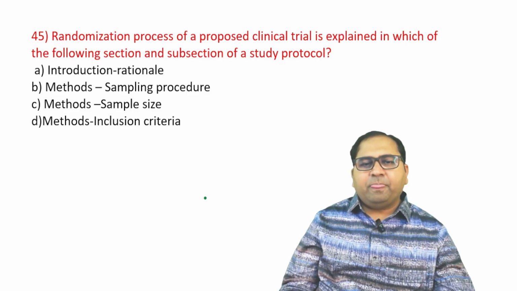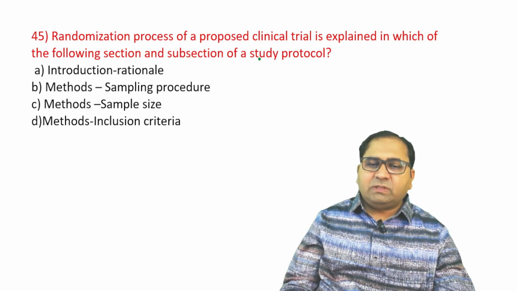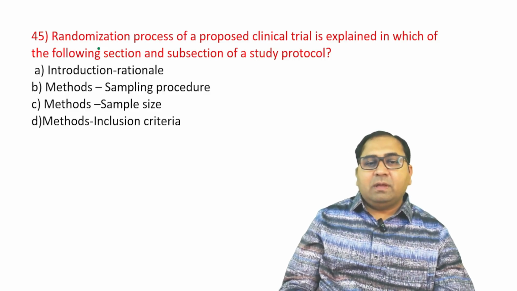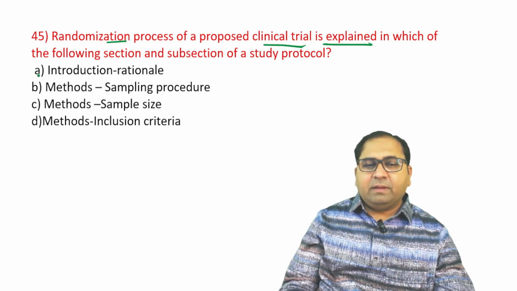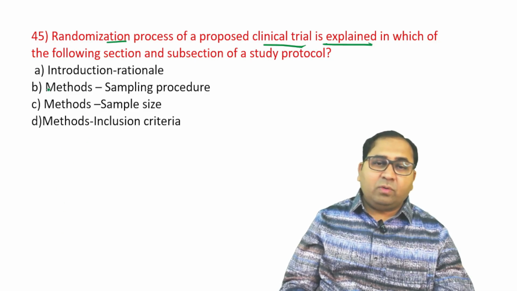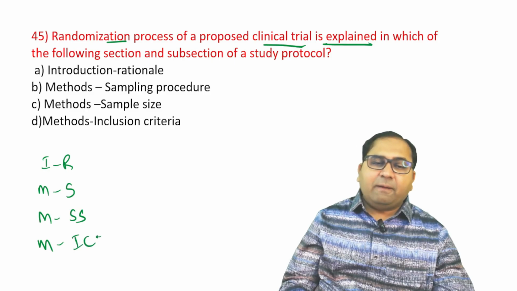Next question. Randomization process of a proposed clinical trial is explained in which of the following section and subsection of a study protocol? Randomization of a clinical trial is explained in which section? Options are A, introduction and rationale, B, methods or sampling procedure, C, methods or sample size, D, methods or inclusion criteria.